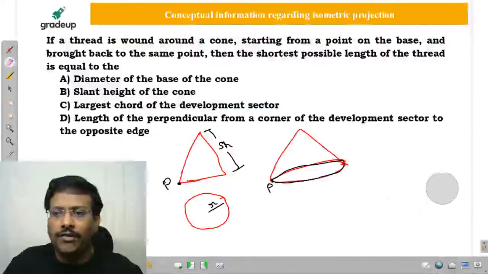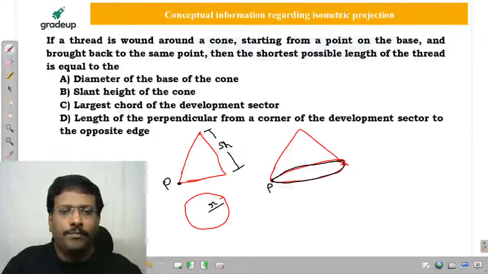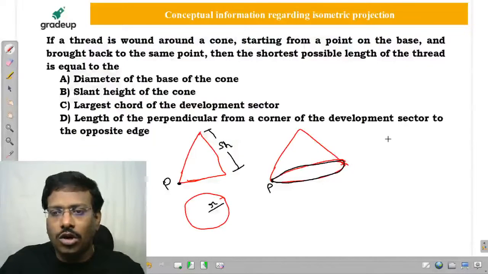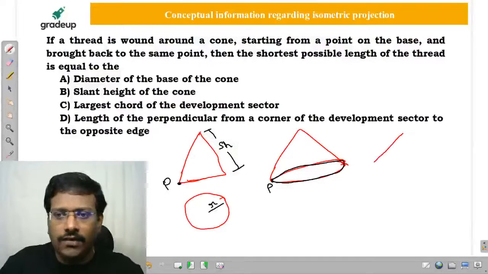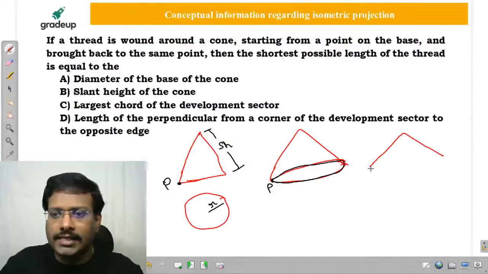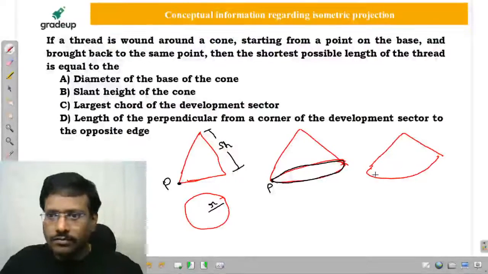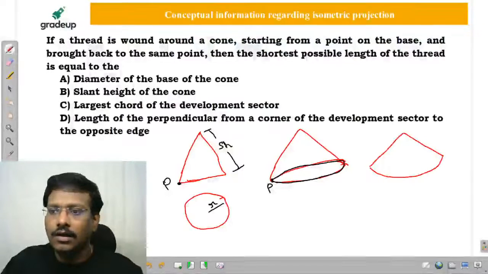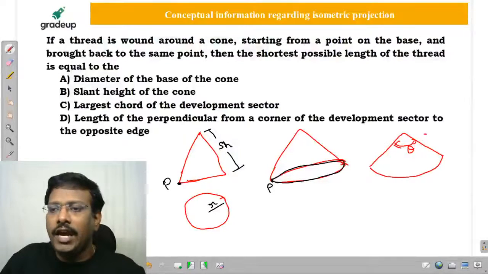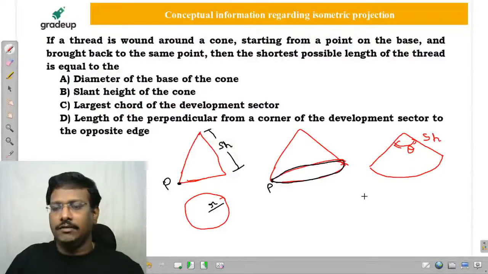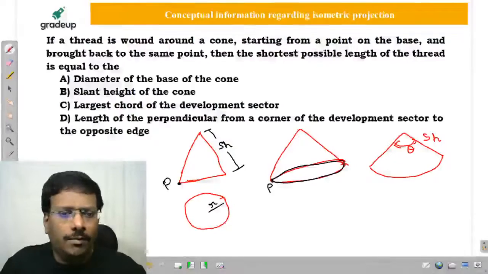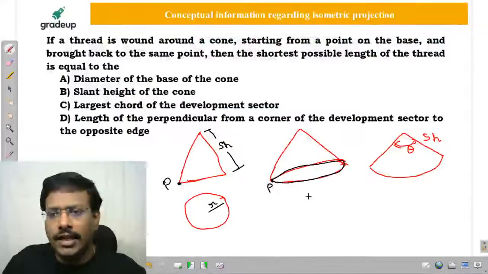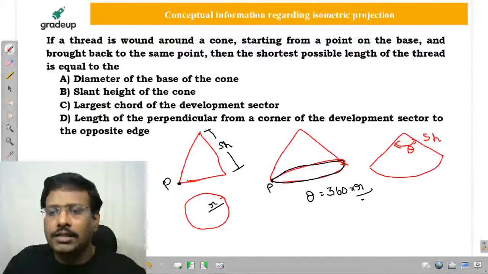What is the development of a cone? The development of a cone is nothing but the lateral surface of the cone. The development is a sector, which will make an angle of theta and have a radius equal to the slant height. You are already aware of this from the previous session. Here, theta is equal to 360 into small r by slant height.